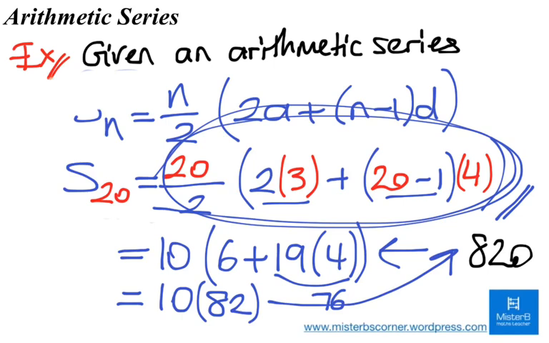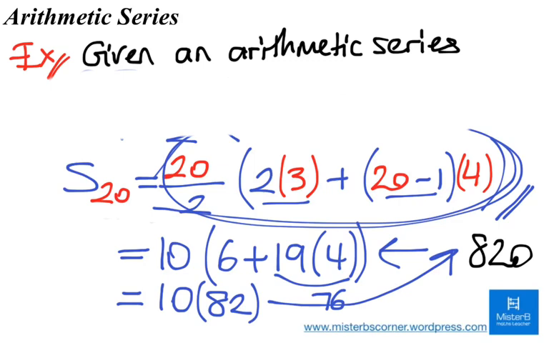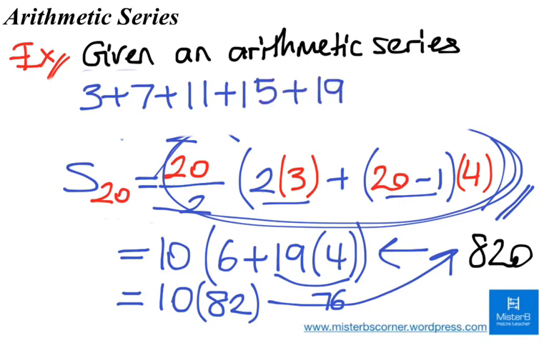So basically, if I add all these terms, starting with 3 and increasing by 4, the common difference, if I write them all down and start adding, the first 20 terms will give me the sum of 820. And this is how I can find it by using the formula.